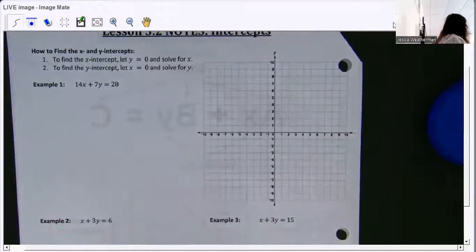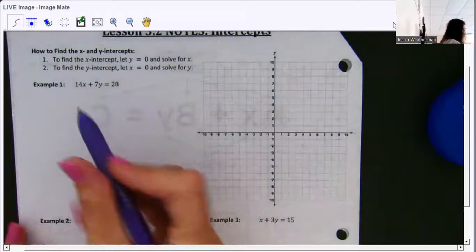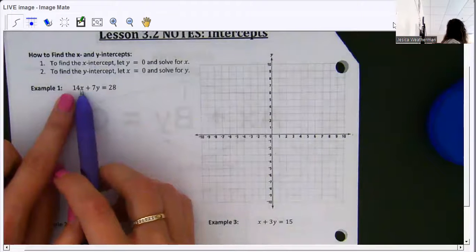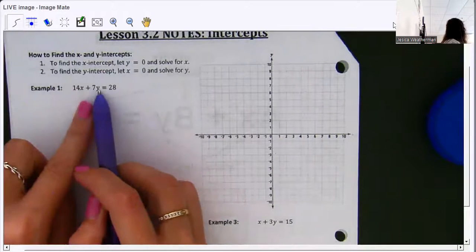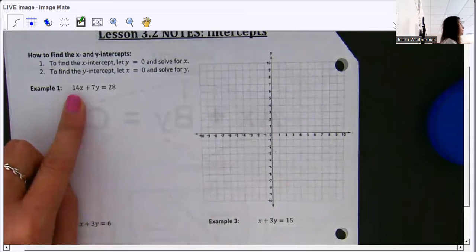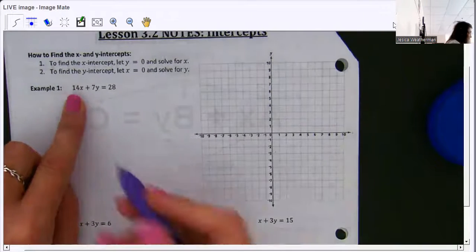Example 1, we have 4x plus 7y equals 28. I want to just find the x and the y-intercept and graph those points. In order to do that, to find the x-intercept, I plug 0 into the y and solve for x. That gives me my x-intercept. So let's see what that looks like.